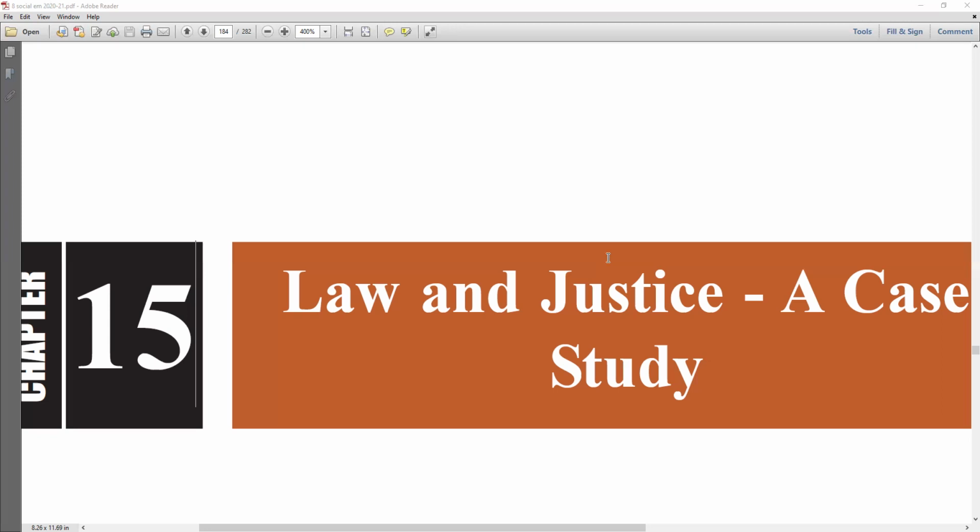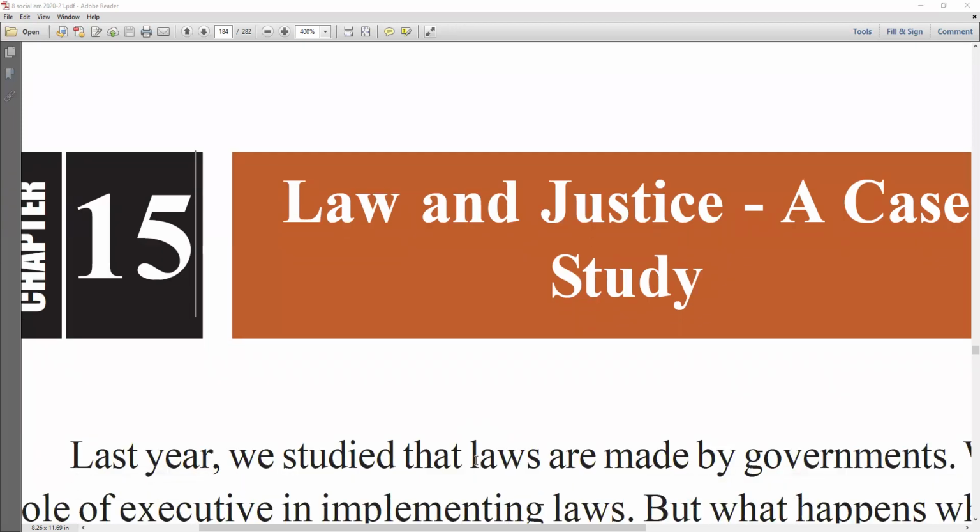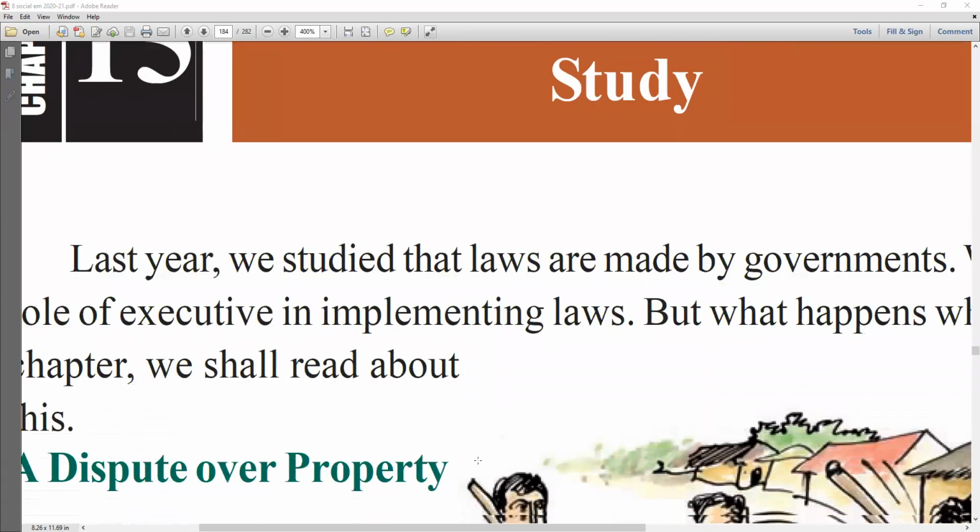So your rights are protected through the laws. Your rights are protected even when they are violated, through the courts of law or through justice. This is the difference. And a case study. We are now going to see a case wherein one person gets justice after his rights were violated. Okay, now we'll go to the exact lesson.